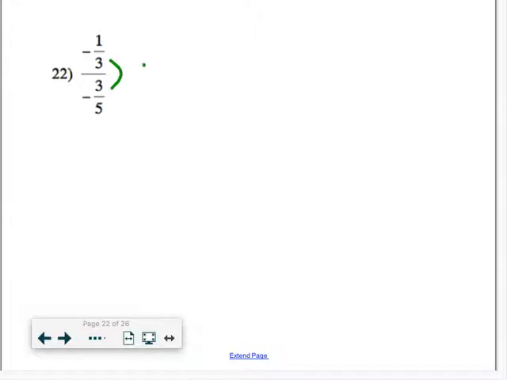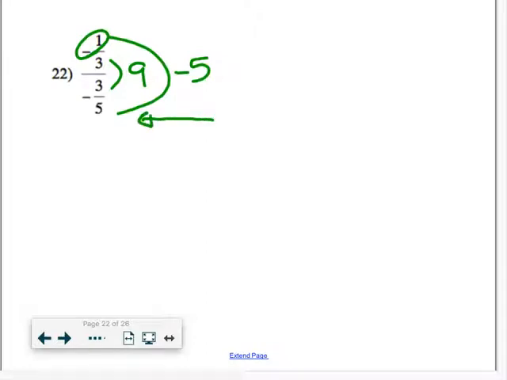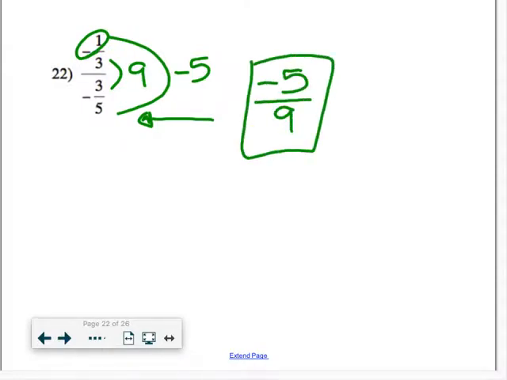3 times 3, 9. -1 times 5, -5. Be careful. See how I grouped that with that top? Don't do it twice. And then remember, outside in, -5 over 9. Simplified, so that's my answer.